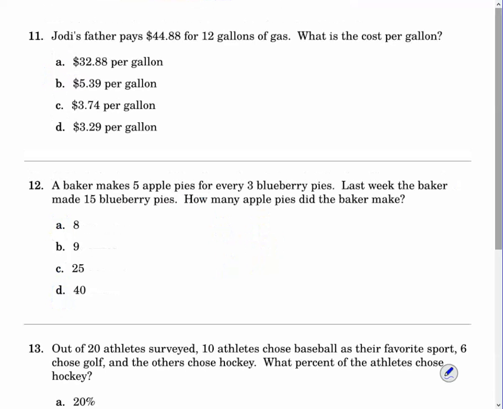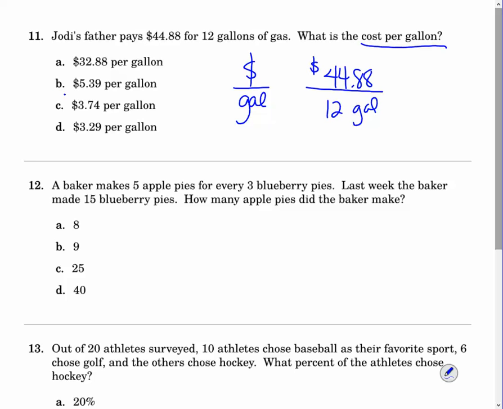All right, the next question. Jody's father pays $44.88 for 12 gallons of gas. What is the cost per gallon? This is a unit price question, so we want the money amount per gallon. So we have $44.88 divided by 12 gallons. When you do that division, hope you have your glasses on because it helps with division. I know, super cringy. I'm okay with it. You're going to get $3.74 per gallon.